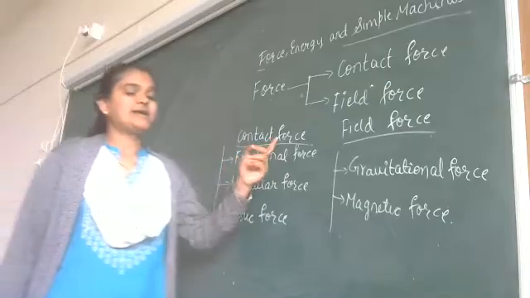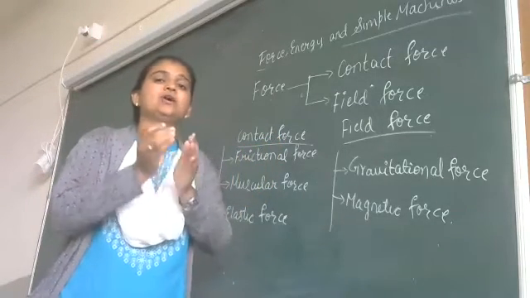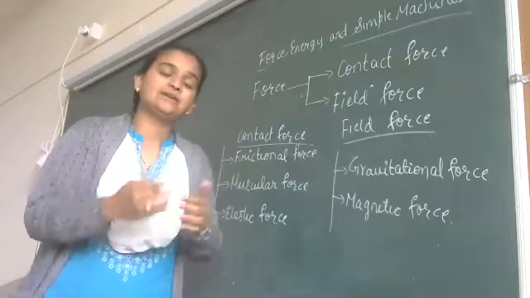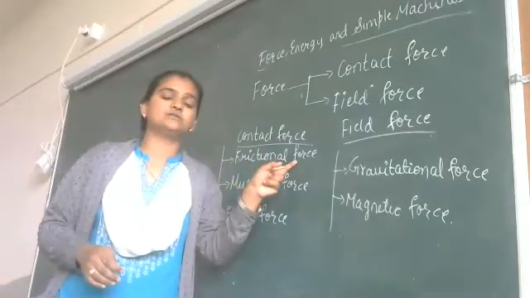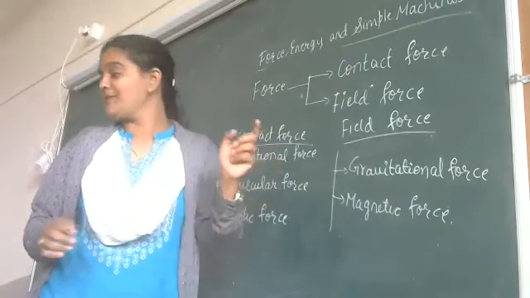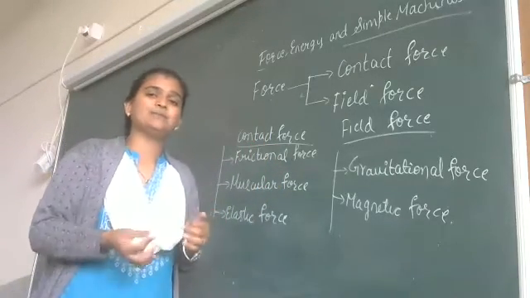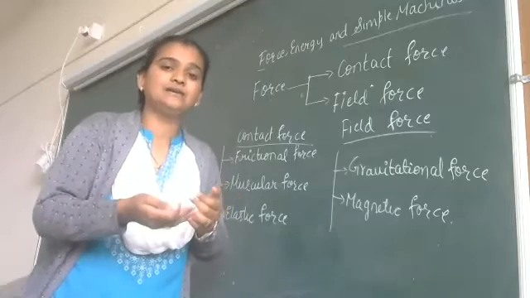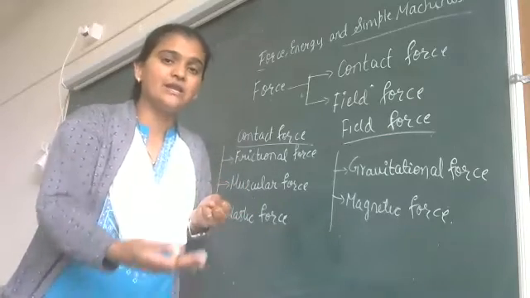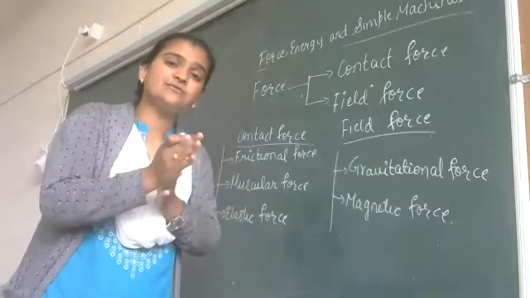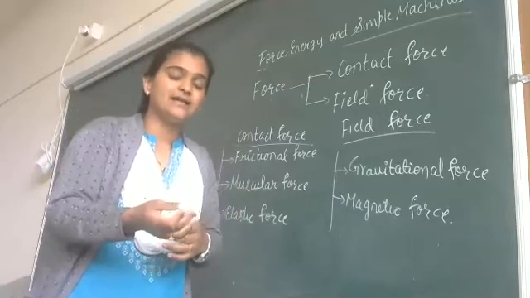See here, the contact force is the one wherein the objects come close to each other, or they touch each other, or they interact with each other. Here, the first is the frictional force. Frictional force is when we are walking on the floor. What happens? The soles of our feet get rubbed against the surface of the floor. That causes friction and we are able to walk easily, right?